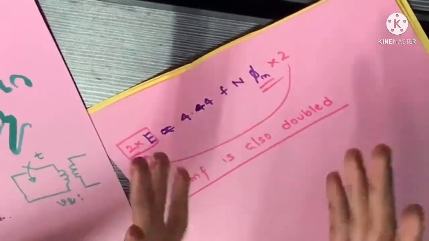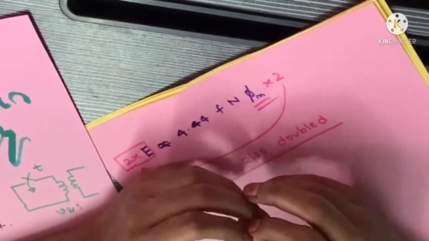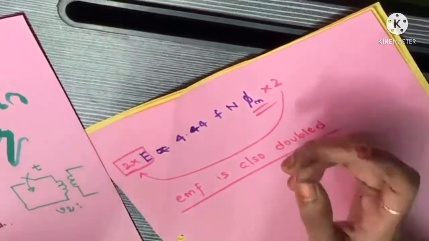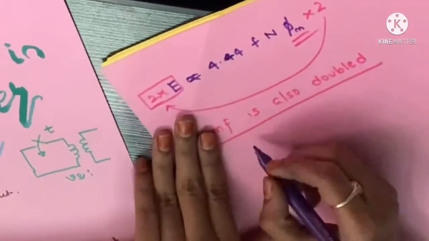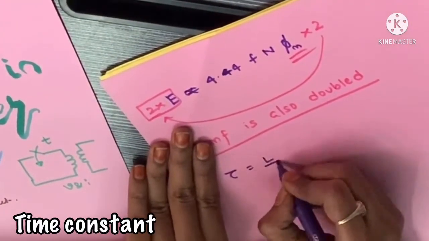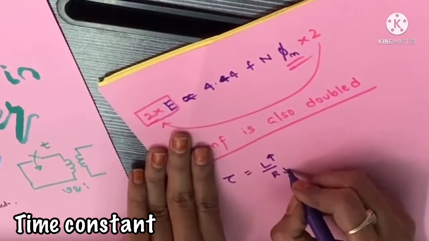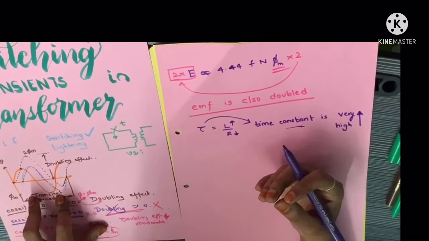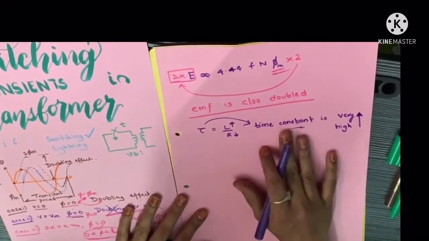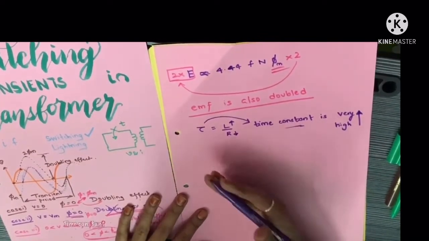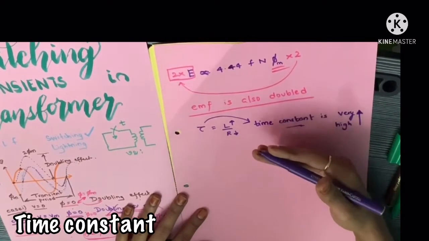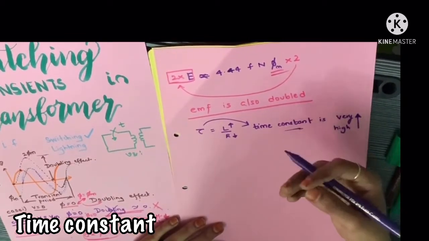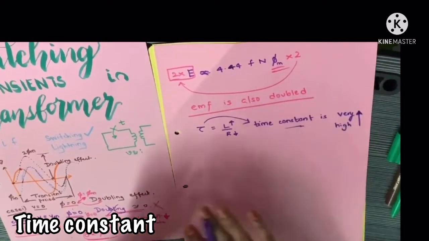But as you know, the transformer winding is purely inductive. In order to minimize the losses, we always choose it to be less resistive. So if we find out the time constant, it is L by R. This L is so high and this R is so low, so the time constant of the transformer is very high. Obviously at the time when the transformer is ready to react to the disturbances, the transient period is already over.